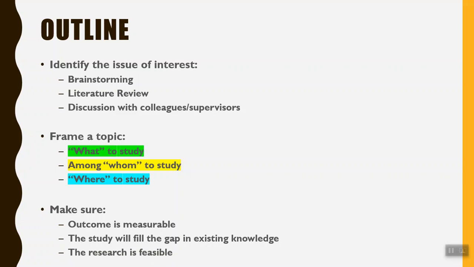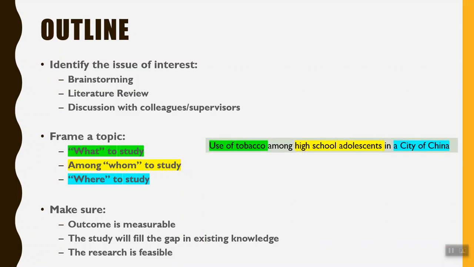Okay, for example, let me show you a sample topic. So: use of tobacco among high school adolescents in the city of China. So use of tobacco is the what component. Okay, so this is the topic or the issue, and high school adolescents is the population, that is the whom component, and the city of China is the where component. And if you see this topic, you see that the outcome is measurable because you can measure the use of tobacco. Okay, you can simply ask the questions, or you can administer the questionnaire and measure that outcome.